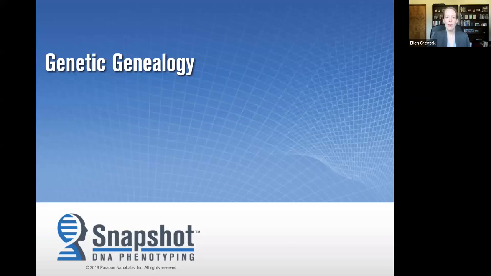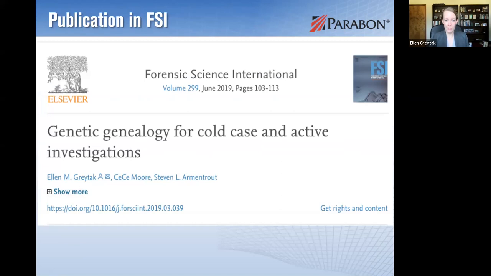So now the topic that people are most excited about, I think, is genetic genealogy. So this is really new. This is a whole new area that we got into back in 2018 after the Golden State Killer investigation happened. We were contacted by C.C. Moore, who is a very well-known genetic genealogist, who said we should be doing this on lots of cases. So we did not work on the Golden State Killer, but since that time, it's been less than 3 years, we've helped close over 150 cold cases using genetic genealogy.